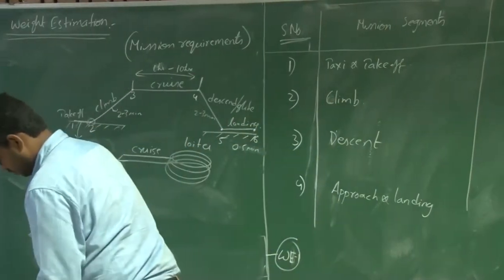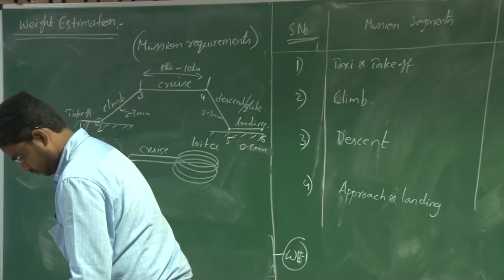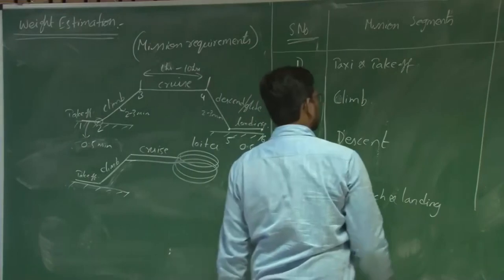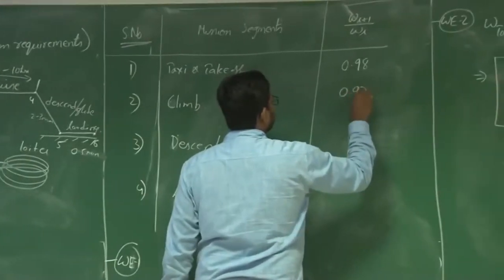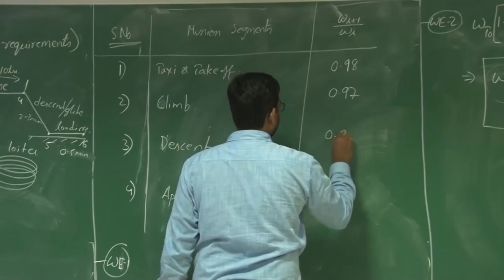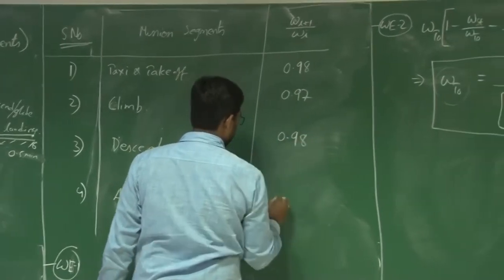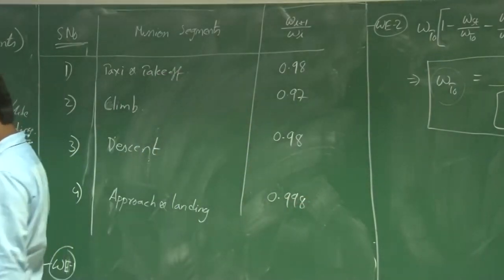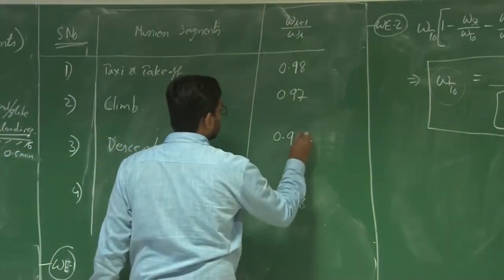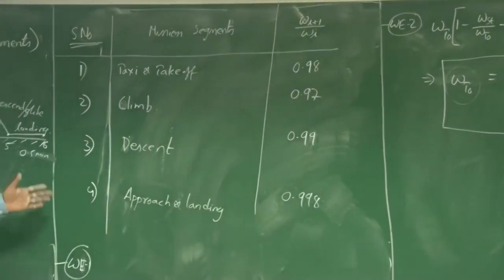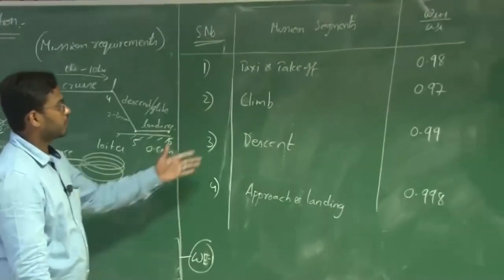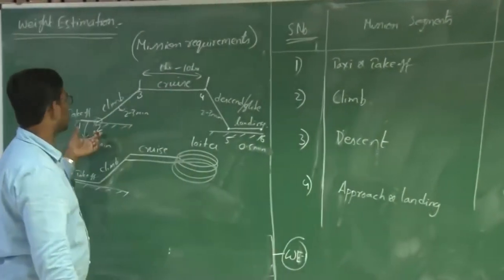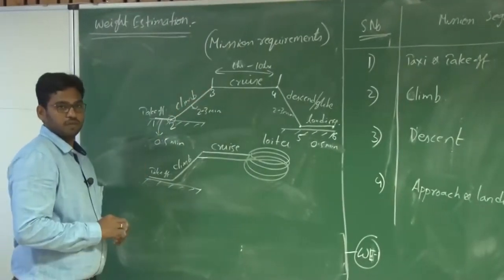Typical values of this are 0.97, this is 0.98, this is 0.998, this is 0.99, I'm sorry. So these values are from the historical database. If you look at this, it is almost equal to 1, that is W3 by W2, and W2 by W1 is almost equal to 1.